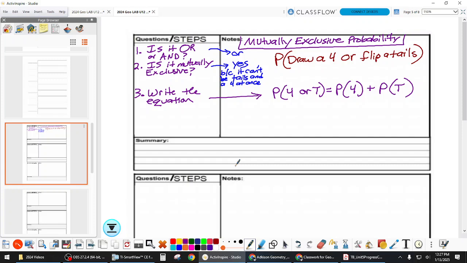And then what is the probability of drawing a 4? So I guess step 5 is just solve, right? Find the individual probabilities and add them. So what's the probability of a 4 in a regular deck?